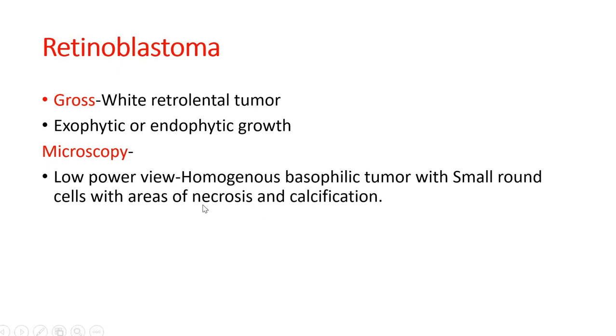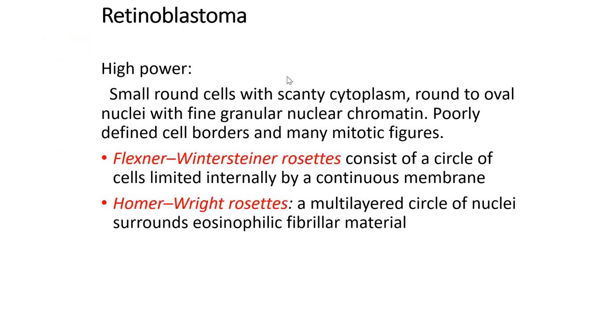And also because it's a high-grade tumor, it has areas of necrosis and calcification. So also in retinoblastoma, in high power you will see these small round cells. They will have scanty cytoplasm, round to oval nuclei with finely granular nuclear chromatin. And typically you will see two kinds of rosettes called the Flexner-Wintersteiner rosettes and Homer Wright rosettes.